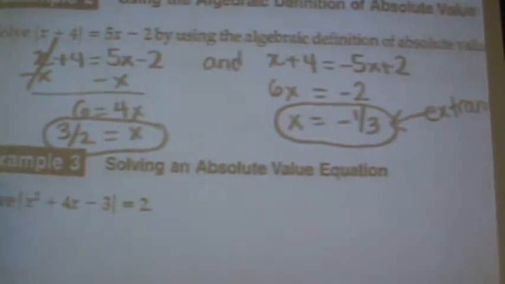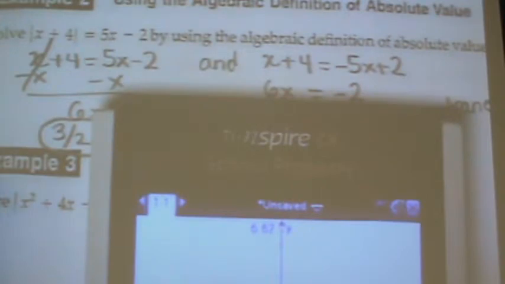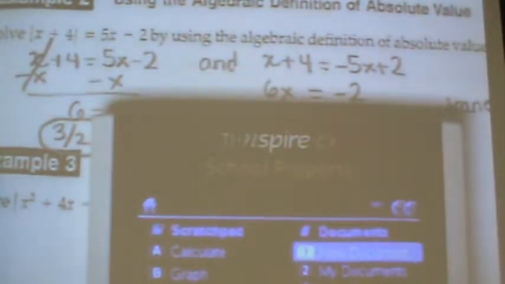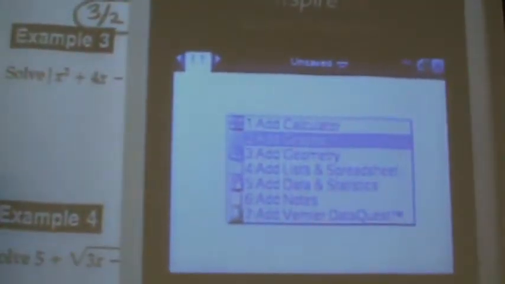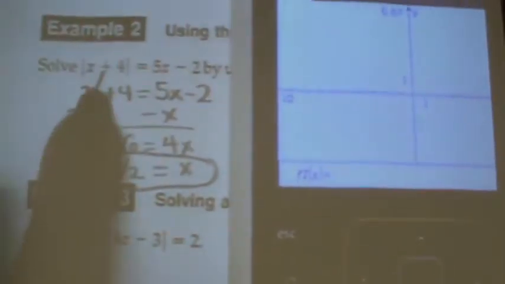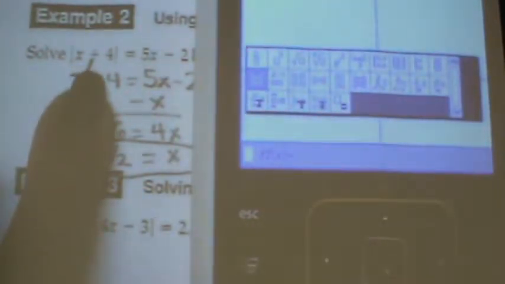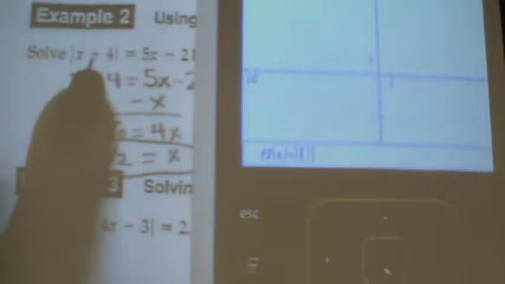Now, let's use our graphing calculator to figure out the answer. So without doing all this hard work, how are we going to type this in our calculator, based on what we learned yesterday? We're going to add a graph. Now, how do you type the absolute value? That button next to the 9. And we're going to type in x plus 4. You guys with me? x plus 4.